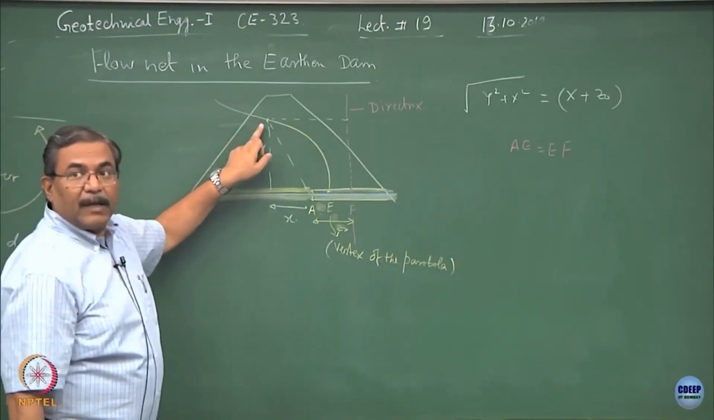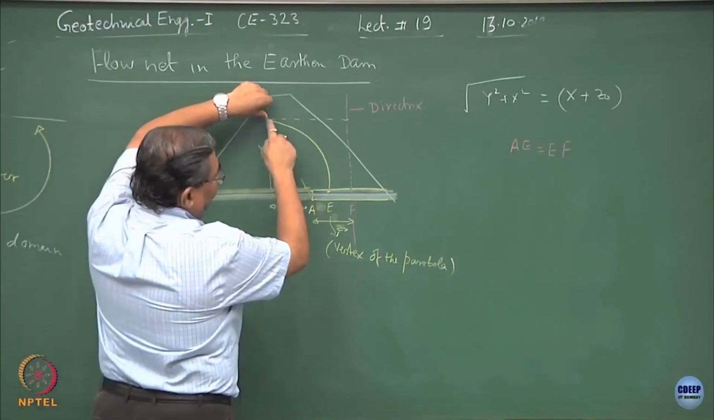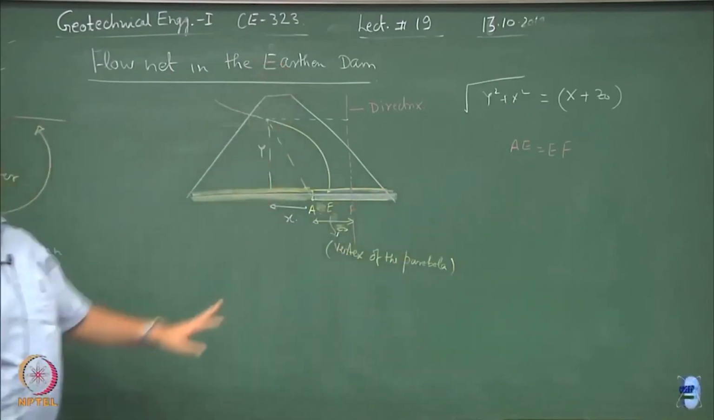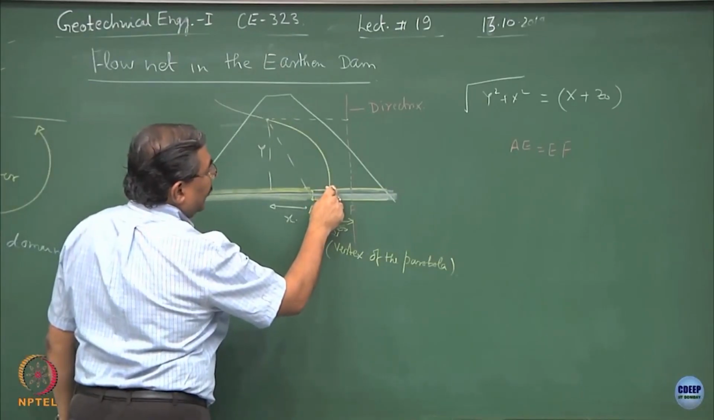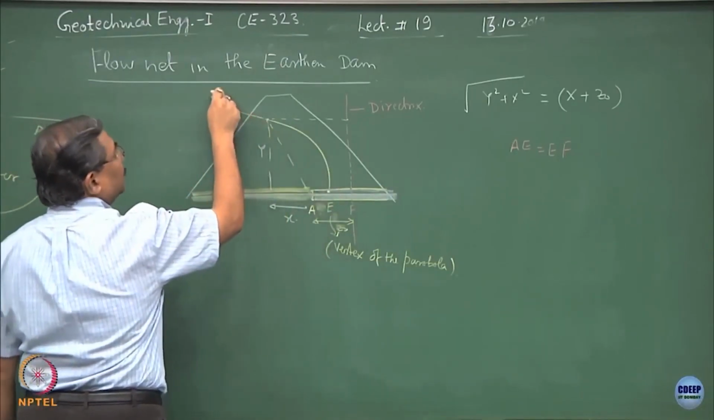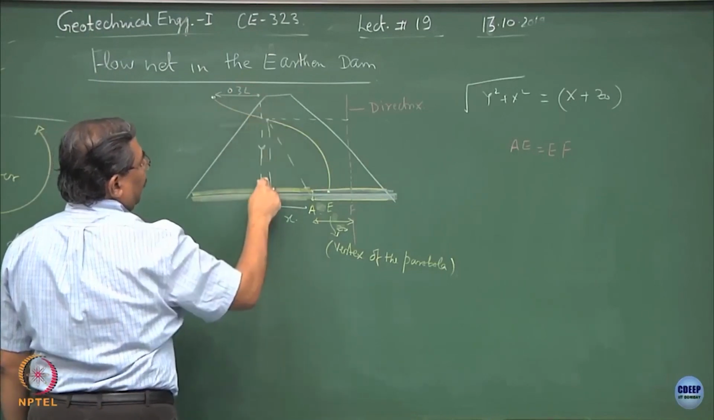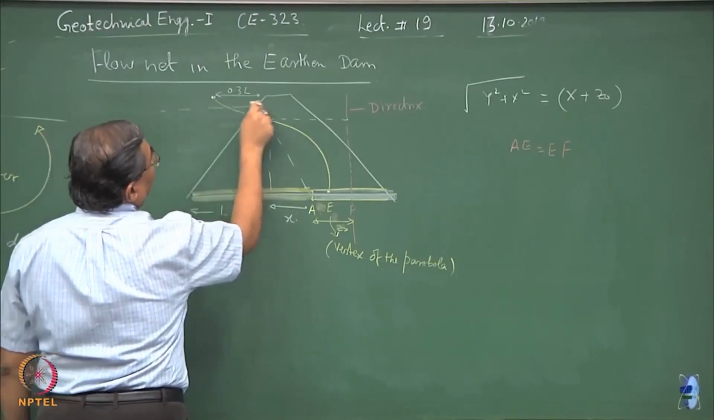Any point sitting on the parabola has to satisfy this condition. Is this okay? So, what I have done now, I know this point, I know the starting point as 0.3 times L, where this is L, this is the point of submergence.